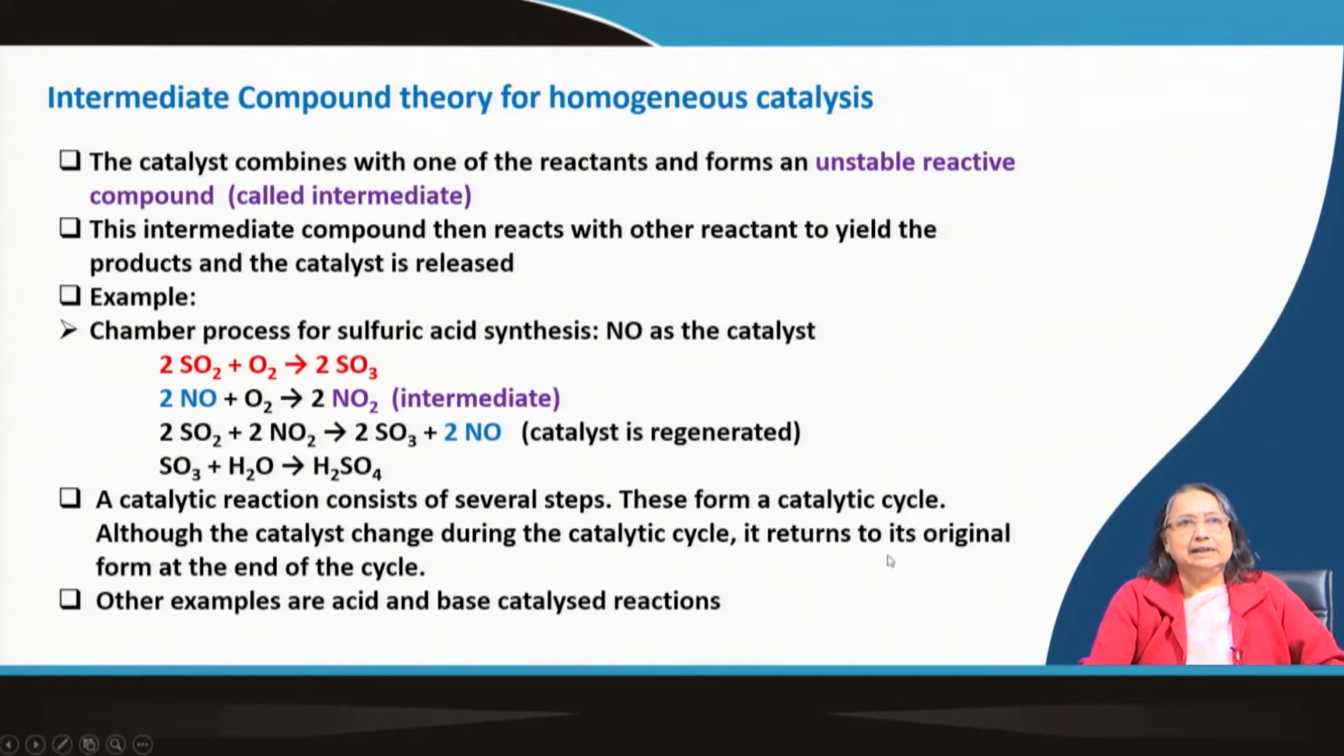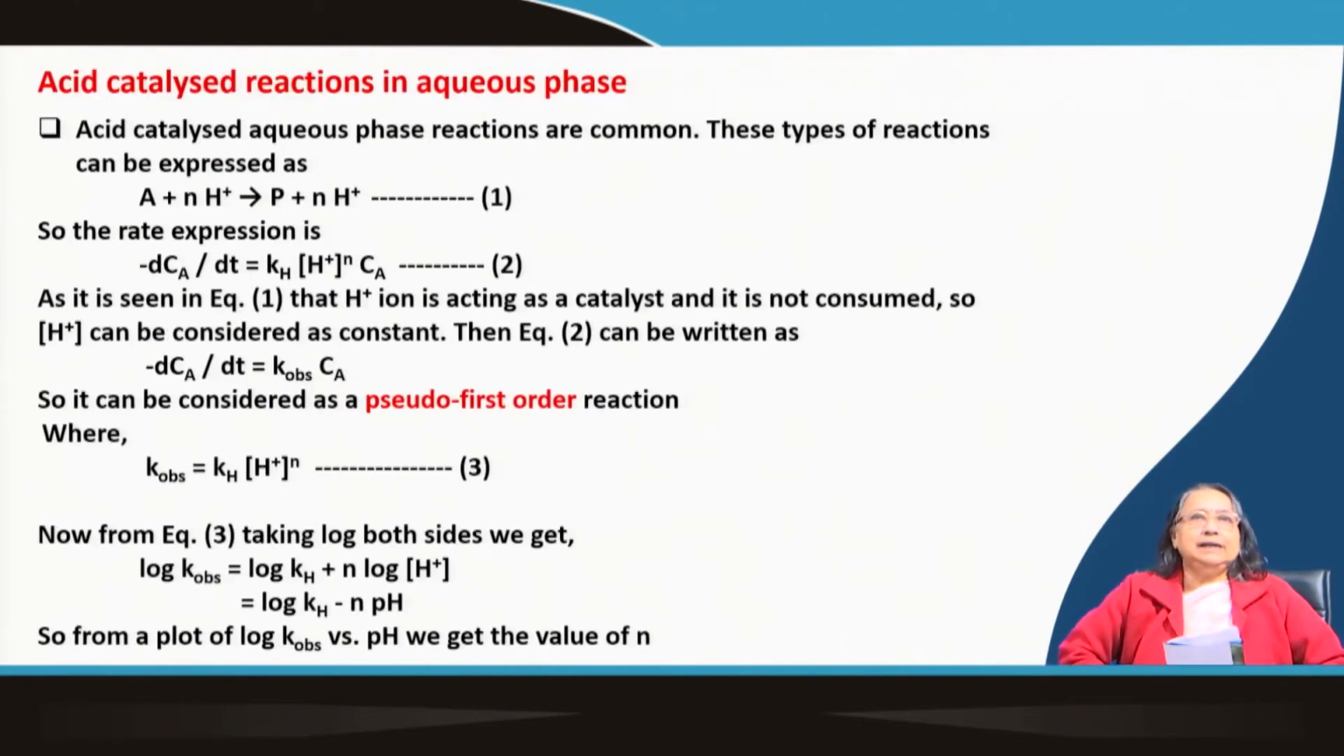Other examples are acid and base catalyzed reactions. So, I will show you some acid and base catalyzed reactions. Say, acid catalyzed reaction: the general way it is shown, and the kinetic rate expressions are shown here. Acid catalyzed aqueous phase reactions are very common. I have already given you some examples, like cane sugar hydrolysis. It is catalyzed by H+, hydrolysis of cane sugar to form glucose and fructose, that I told you.